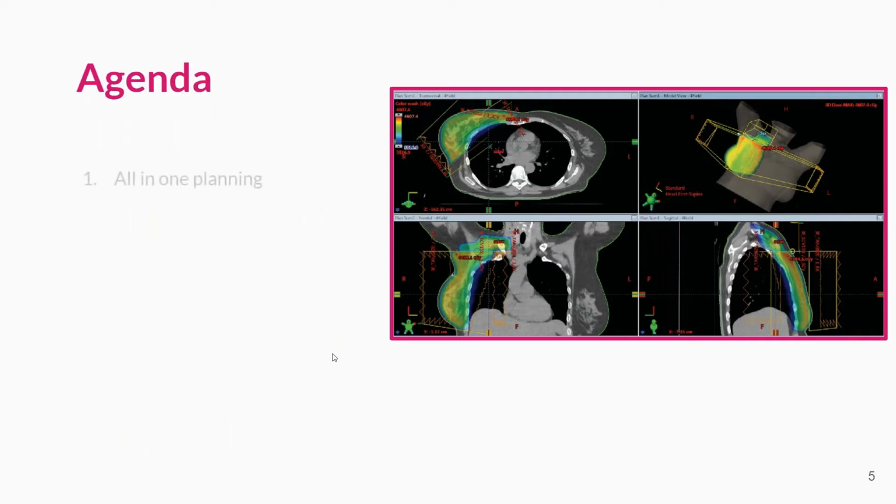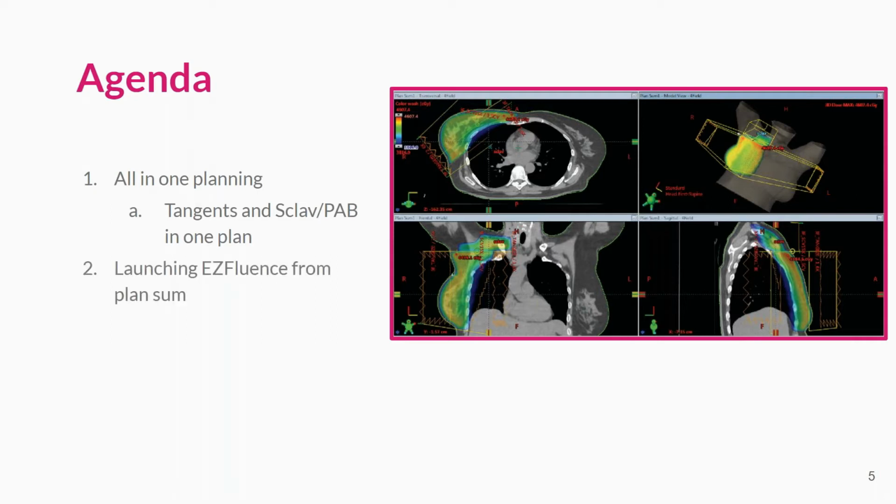So the first workflow that I'm going to be going over is the all-in-one planning. This is where all of your tangents and supraclav, and if your PAB is applicable, are all in one plan. The second workflow we'll go over is launching from the plan sum. And as everyone stated, this is where almost 50%, well, 45% of you that are in this webinar utilize that.